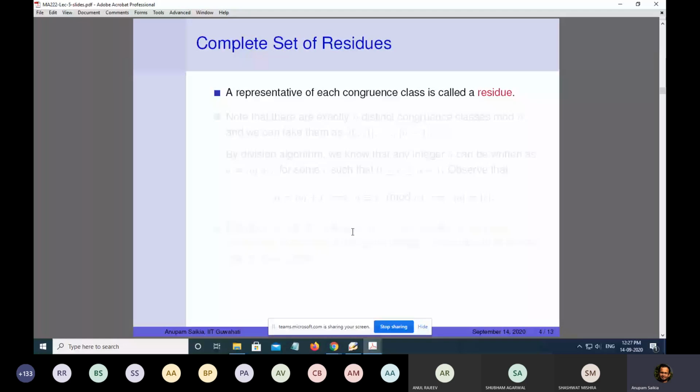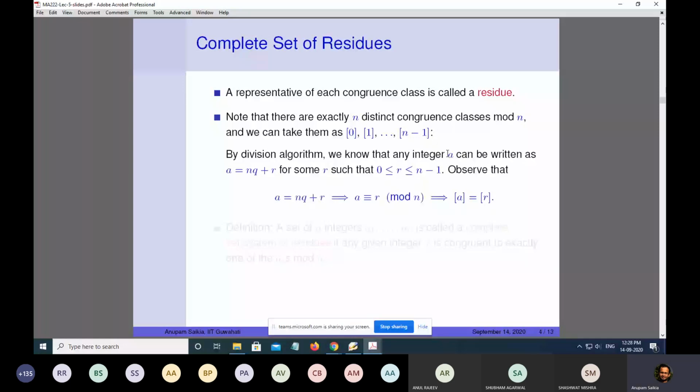Then one thing to note is, how many distinct congruence classes are there? Take an integer n. We'll see that they are precisely n, and these can be taken as the congruence classes of 0, 1 up to n minus 1. Why is it so? It is because of the division algorithm. By the division algorithm, any integer a we can divide by n, and we'll have a remainder r lying between 0 and n minus 1. You can see that a and r are congruent, because a minus r is divisible by n. So any integer is congruent to its remainder modulo the divisor.